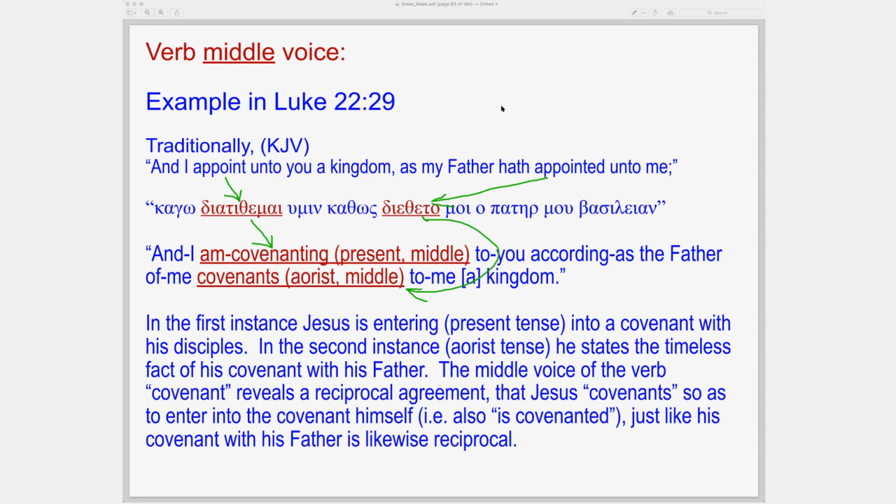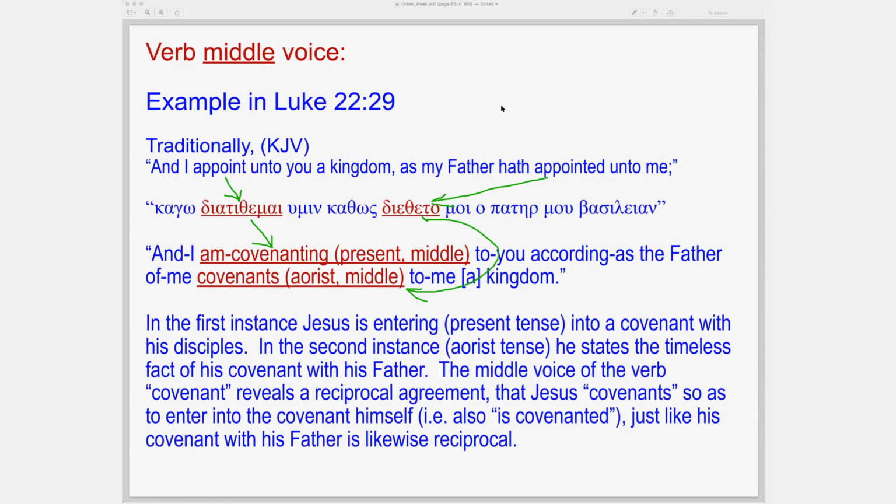But there's actually, with the middle voice, a little bit more, because to covenant, in the first instance, Jesus is entering a covenant in the present tense with his disciples. So he covenants so as to enter the covenant. So he covenants with the disciples, but he covenants with himself. He covenants so as to be covenanted. You get that? Covenant so as to be covenanted.